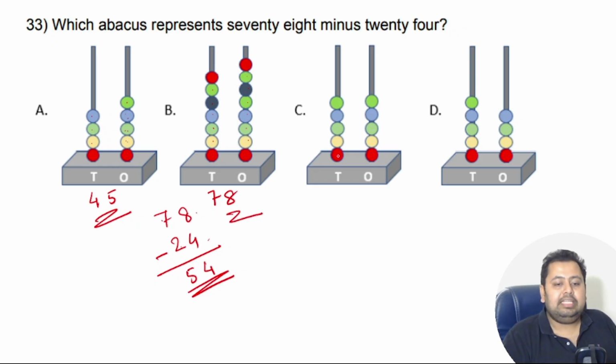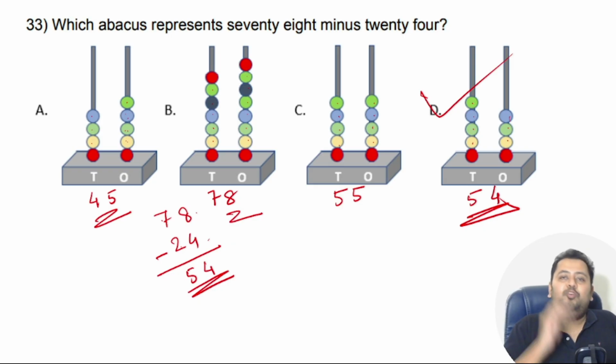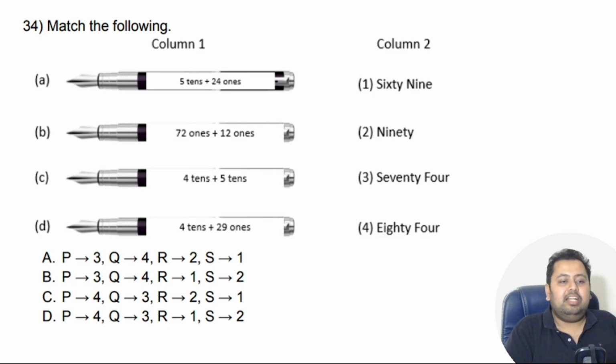Let's go to option number C. 1, 2, 3, 4, 5. So this is 5. And this is 1, 2, 3, 4, 5 again. So this number is 55. And now let's go to option number D. 1, 2, 3, 4, 5. So this is 5. And this is 1, 2, 3, 4. So this is 54. Option number D is your correct answer. Hope you got it correct. If you did, give yourself a star. Let's now move to question number 34.